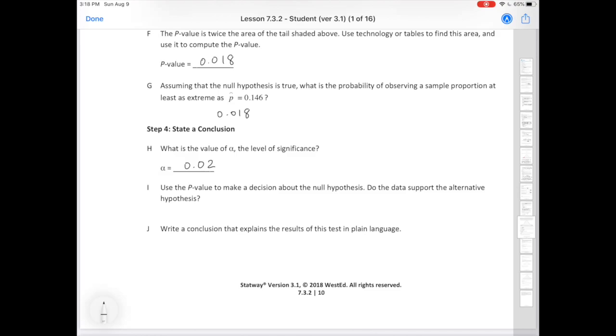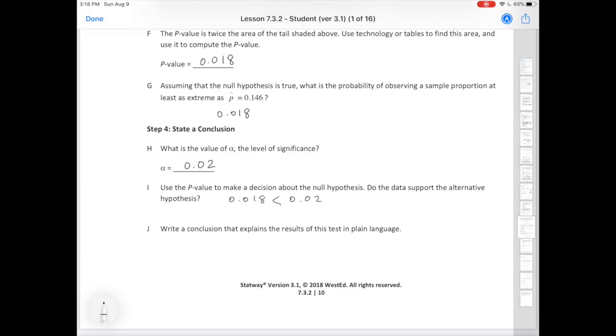Use the p-value to make a decision about the null hypothesis. Do the data support the alternative? Well, we got 0.018, which is smaller than 0.02, right? It's smaller, right? Because 1 is smaller than 2. So what does it mean when we get something smaller? It means that this is statistically significant. In other words, what happened was rare enough that we are going to reject the null hypothesis, right?